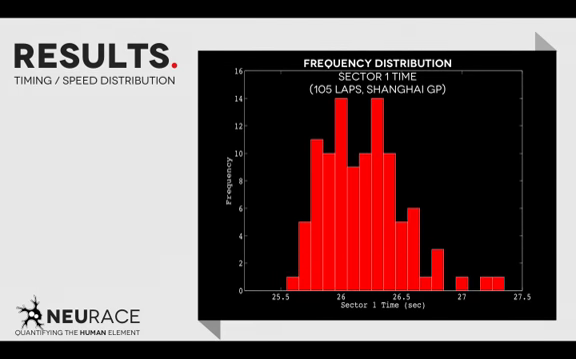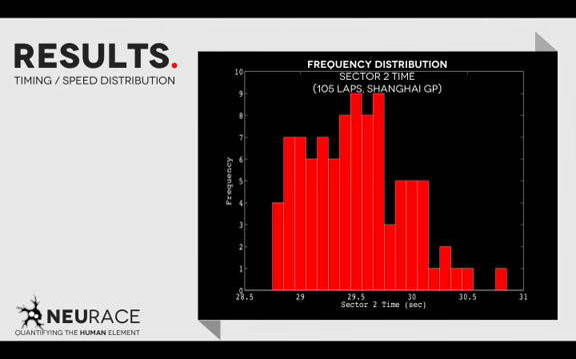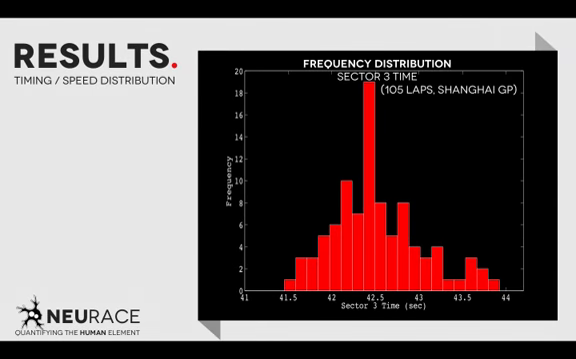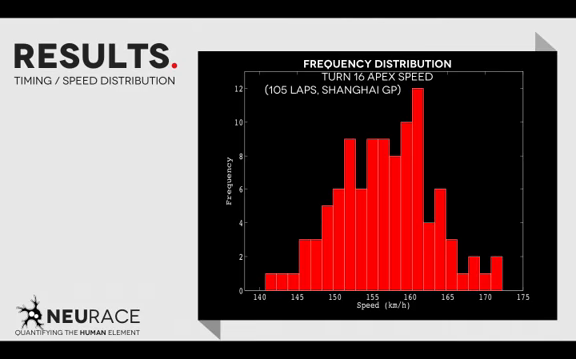Here's a frequency distribution of the sector 1 times. And here's a frequency distribution for sector 2, sector 3, and finally here's a frequency distribution showing the apex speed in turn 16. This is a very demanding mid-speed corner in this track, and we'll talk about this a lot more when we get to the discussion of adaptive variability.